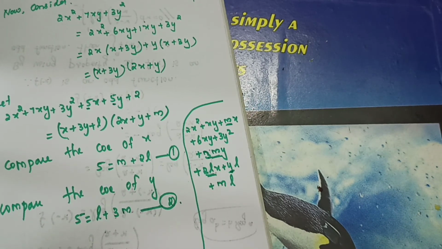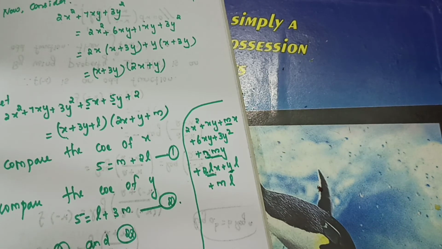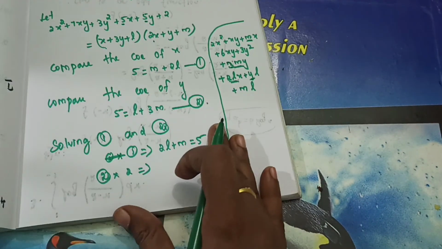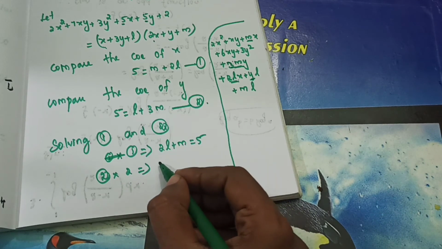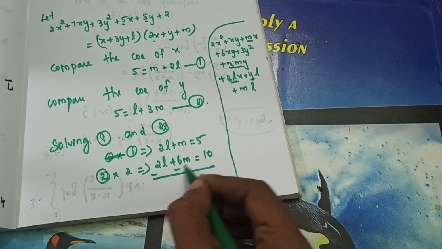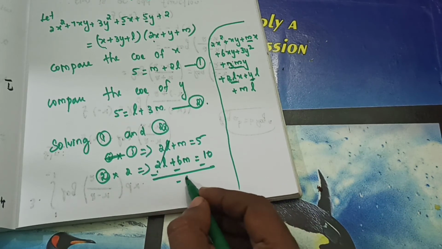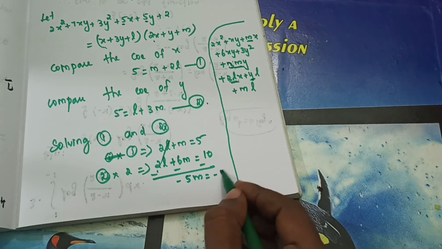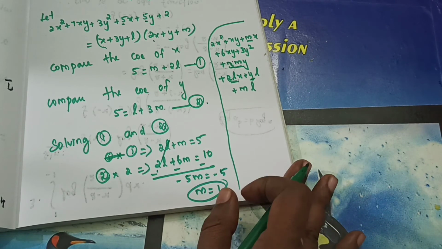Now you need to solve 1 and 2. Shall we solve? The first equation as it is, rearrange and write it: 2l + m = 5. The second equation, multiply by 2: 2l + 6m = 10. I am not going to repeat this again, you are just solving, that's all. Subtract, so 2l gets cancelled. So 5m = 5, so m = 1. Now you got the answer for m.